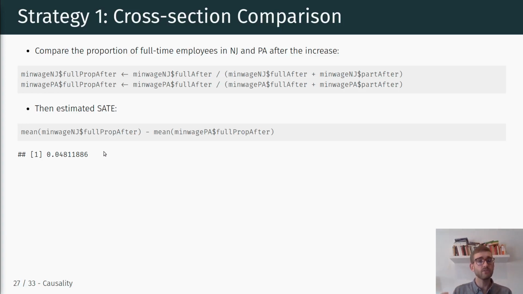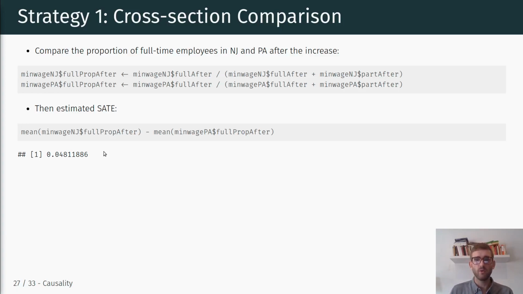So this result in and of itself seems to suggest that the increase in the minimum wage in New Jersey actually increased the proportion of full-time employees. So this is kind of against the economists' concern that increasing the minimum wage increases unemployment, okay? But of course, there are potential problems, because here we're just looking at the cross-section comparison between New Jersey and Pennsylvania after the law was changed.